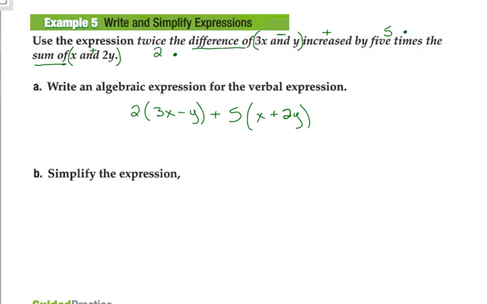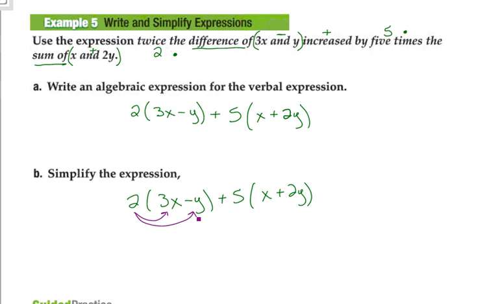Now we get to simplify the expression. So I'm going to go ahead and rewrite this down here. Again, simplify means that we don't have any parentheses in our problem. So looks like we actually have 2 different parentheses that we're going to have to distribute through.